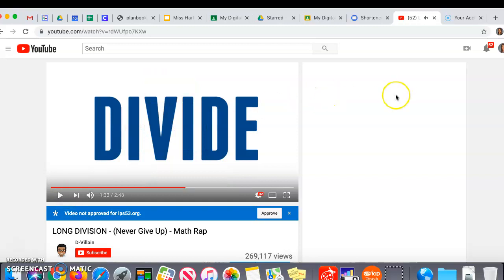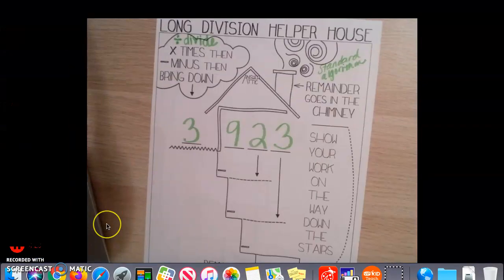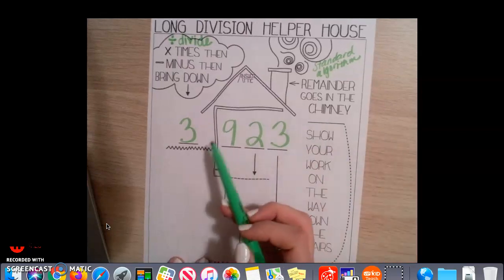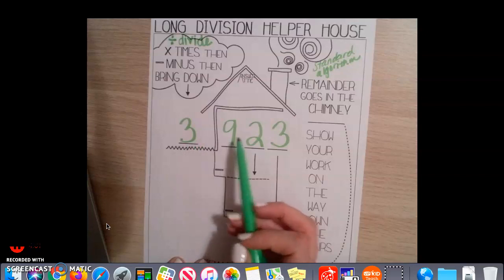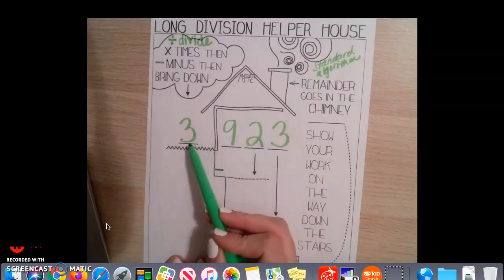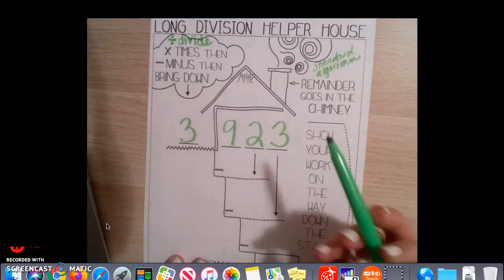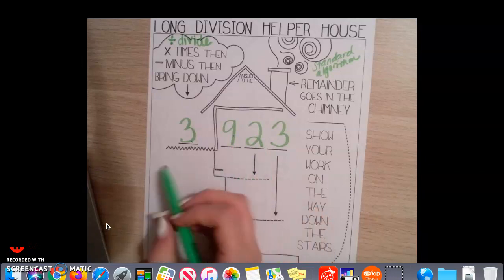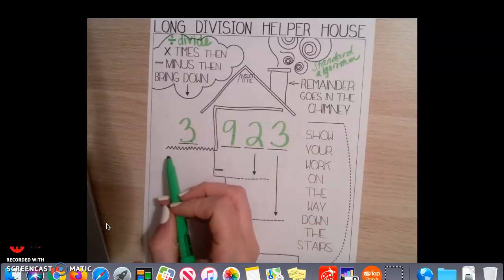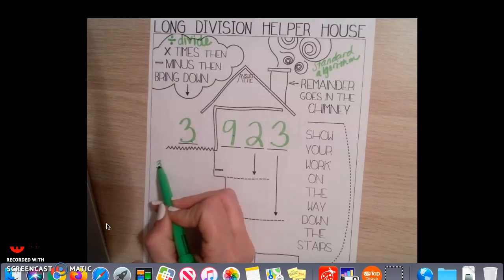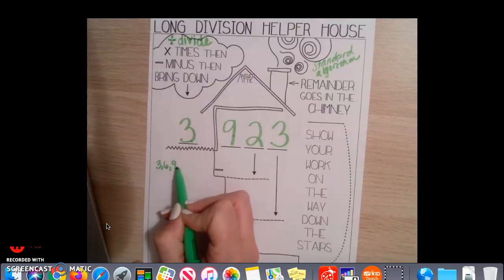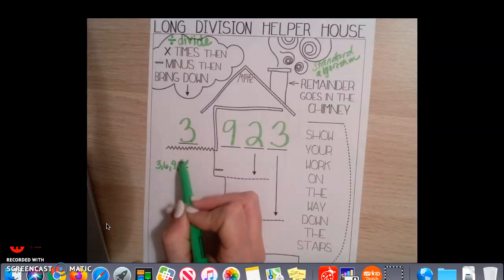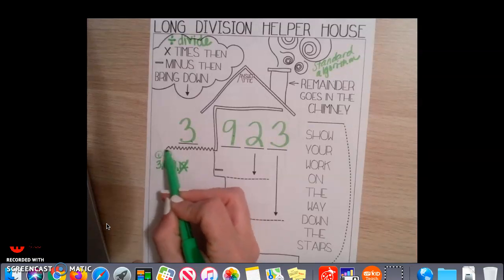Okay, so we know our steps are to divide, multiply, and subtract, and then bring down. So let's look at our page here. The front of this long division helper house, we have 923 divided by 3. So the first step we're going to do is to divide. So we're going to think, how many times can 3 go into 9 without going over? If you don't know your multiplication facts as well, you can always count out by your divisor. 3, 6, 9, 12. Oops, I went over. So it goes in exactly 3 times.